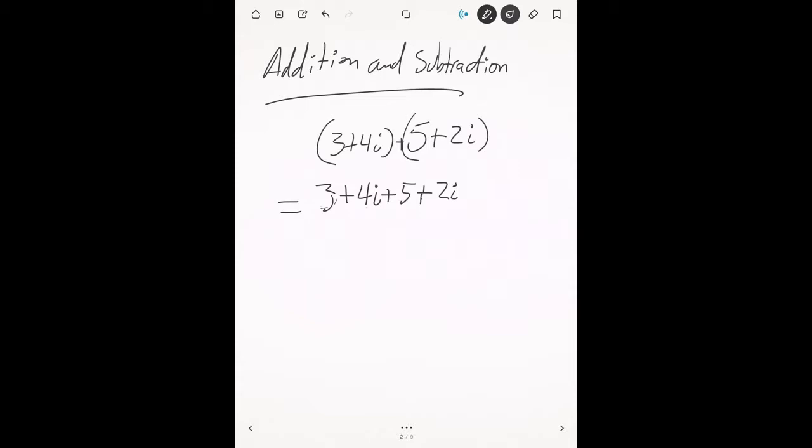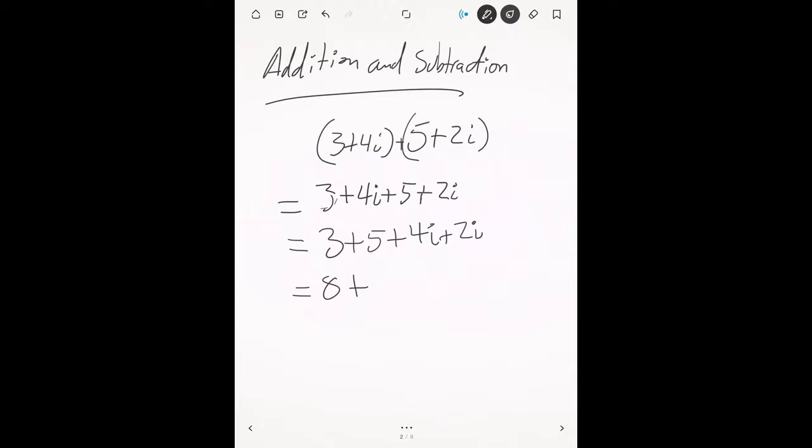Now we're just adding things together, so I don't need to write the parentheses in here since it's all just addition. And I'm going to use the associative property to say, you know what, why don't I just move some things around? So why don't I put the 3 and the 5 together, and the 4i and the 2i together? Obviously, the 3 and the 5 are going to make 8. But what do I do about the 4i and the 2i?